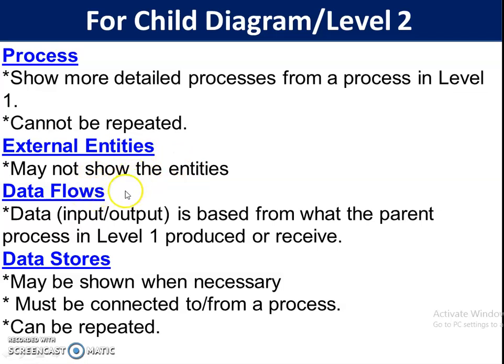Then the data flows. Remember that the incoming data flow and the outgoing data flow, or the output, should be based on the parent process in level 1. What the parent received and what the parent produced should be the basis of the child diagram's incoming or outgoing data flow. The data stores must be shown when necessary, but they may also not be present. But if there is a need, you can put the data store, and it must be connected to or from a process. Then again, data stores can be repeated.